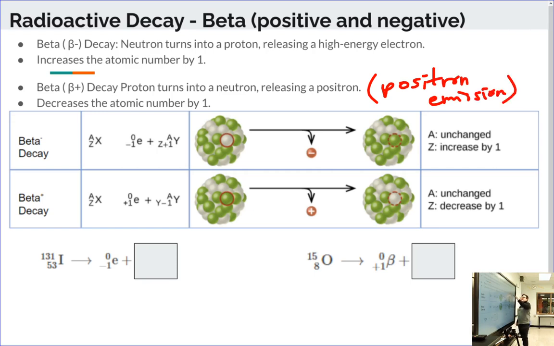Uh-oh. Needs to be calibrated. Emission. Let's try that again. E-M-I-S. I know it doesn't look like it. That's supposed to say emission.